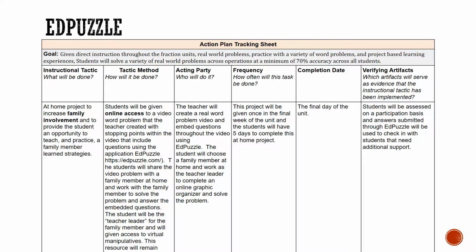The project will be given once in the final week of the unit, and students will have 5 days to complete the project. The final day of the unit will be the day that the project is due. The students will be assessed on a participation basis, and answers submitted through Edpuzzle will be used to check in with students that need additional help. Throughout the project, the teacher can also collaborate with the students while they're at home. So if the students have any questions or need help, the teacher will be able to quickly answer them while they are completing this project.